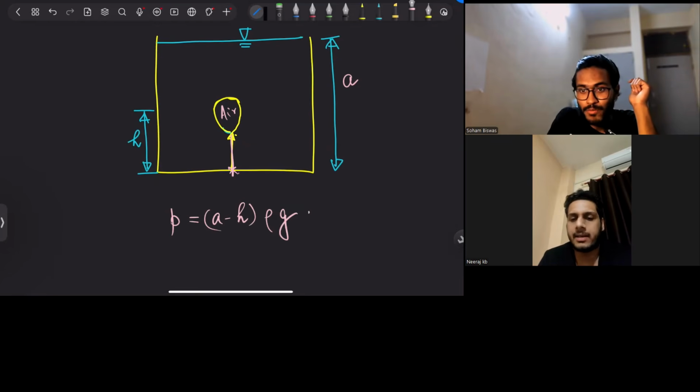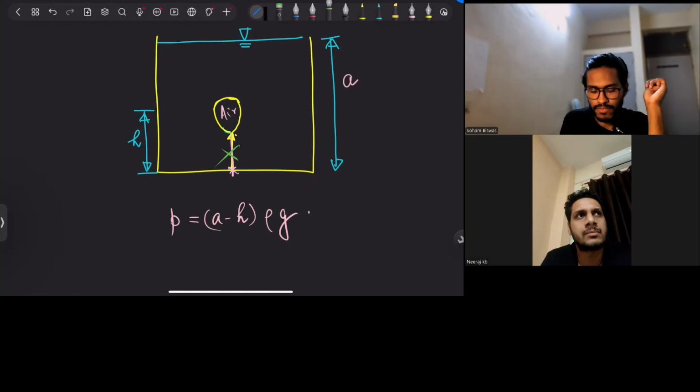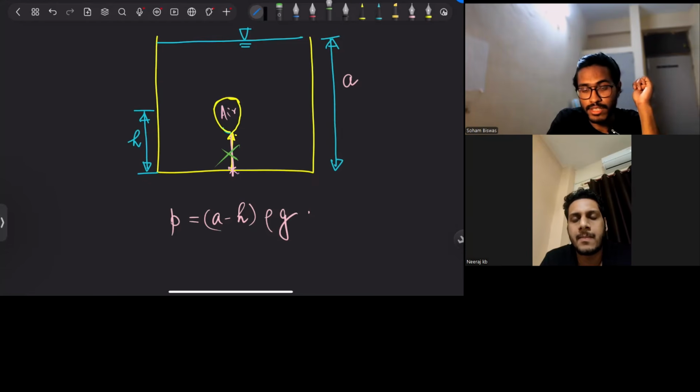Now what I do is I cut this string. Before that, can you tell me whether this string will be tight or slack? This string will be tight, because there is a buoyancy force acting on it. So now I just cut this string. What will happen if I cut this string?